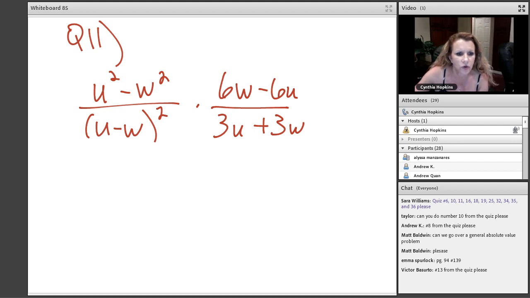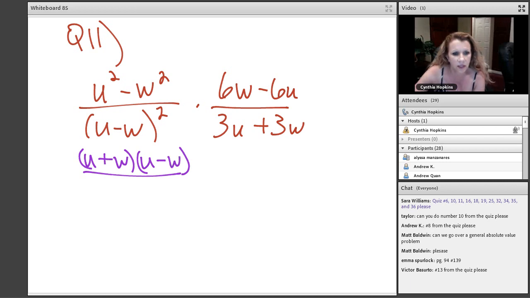Okay, so numerator of that first fraction, I see a difference of two perfect squares. It's going to factor into the sum and the difference of their square roots. That should be so easy because it's just a pattern. So the square root of u squared is u, square root of w squared is w, and so I get u plus w times u minus w. All right, the denominator is already factored, so of course you're not going to multiply that out. And if you wanted to, you could write u minus w times the quantity u minus w if you wanted to.